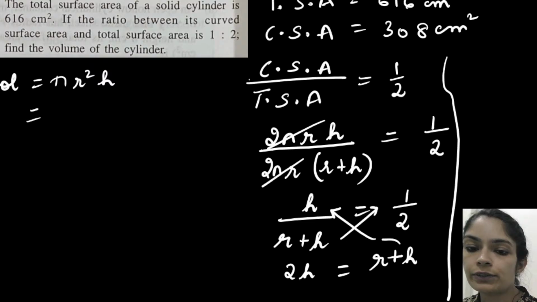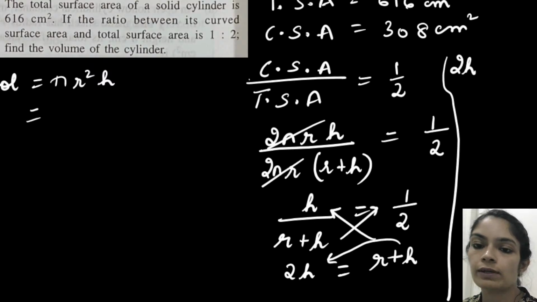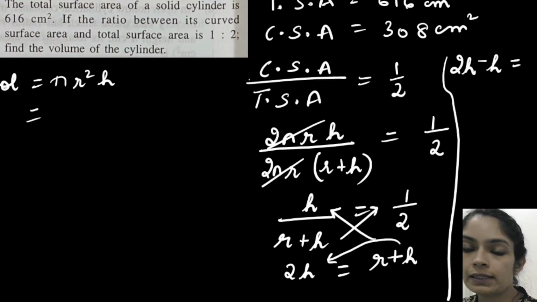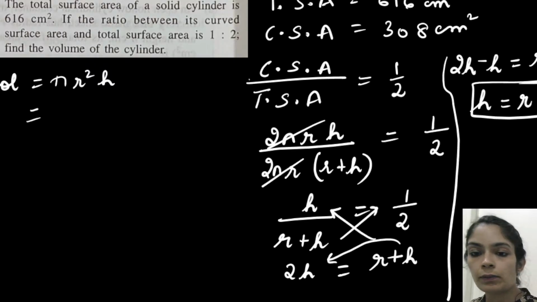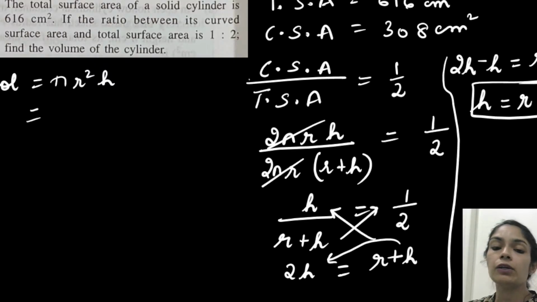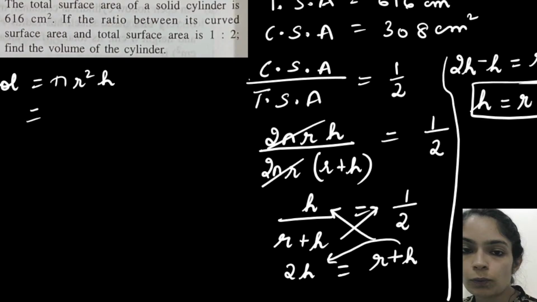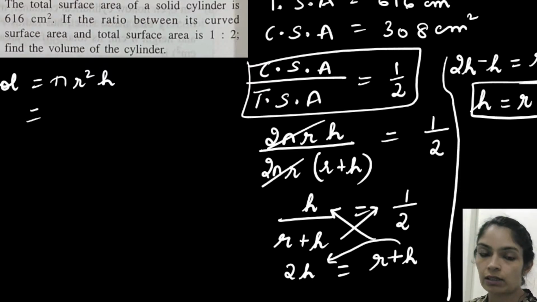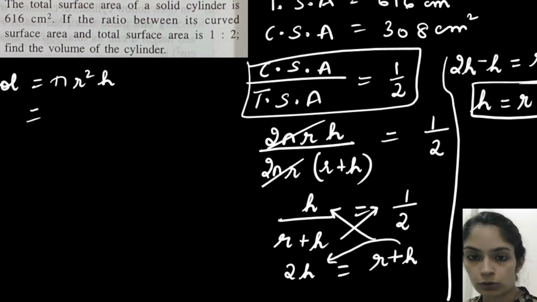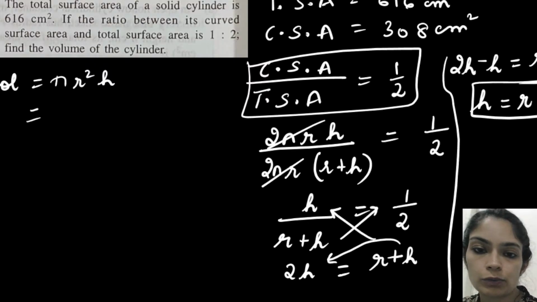So h and h are like terms, so let's shift h to the other side. 2h minus h is equal to r. So 2h minus h is h, so h is equal to r. Here we get to know that height is equal to r. We made use of the ratio once again. After this, we know height and radius are equal to each other, but we need their value. So for that, again we will make use of this only.